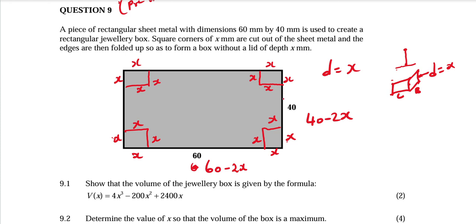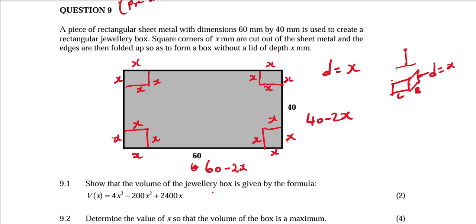Since they are going to remove this and this and this so that they can fold this part, they will fold it up, and then the other part fold it up, and then they'll also fold it from here to here up, and even from here to here up, so that we're gonna have our rectangular jewelry box.